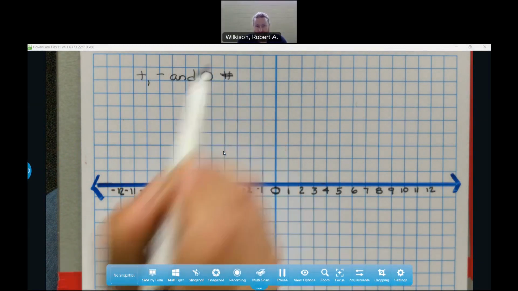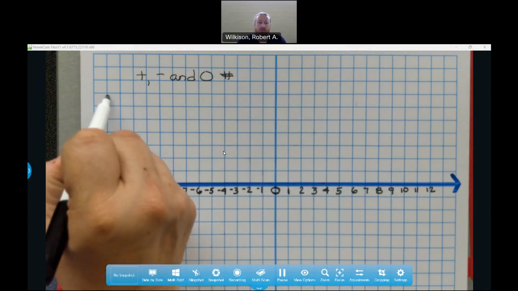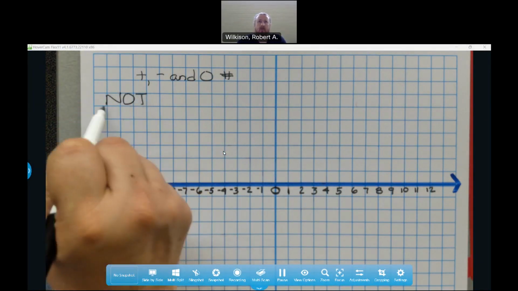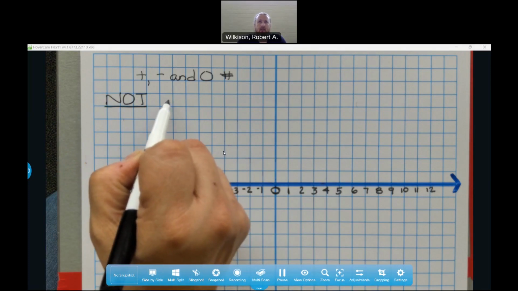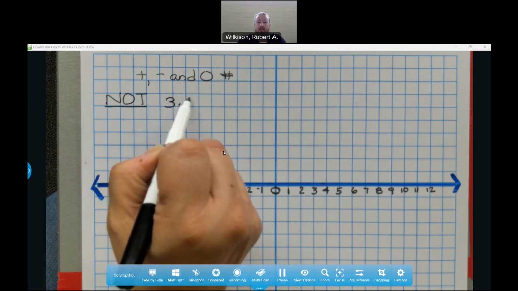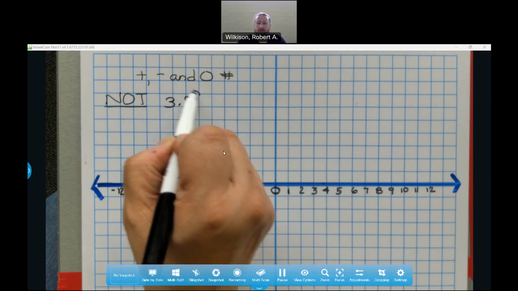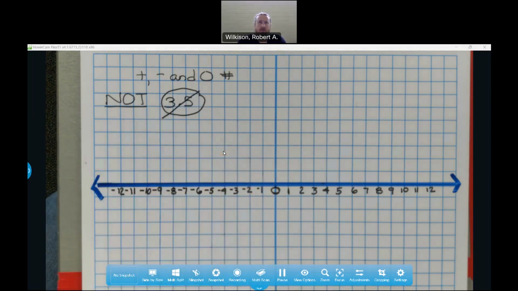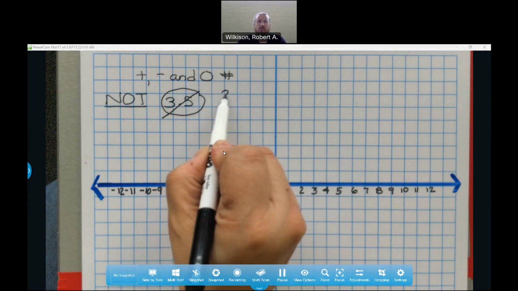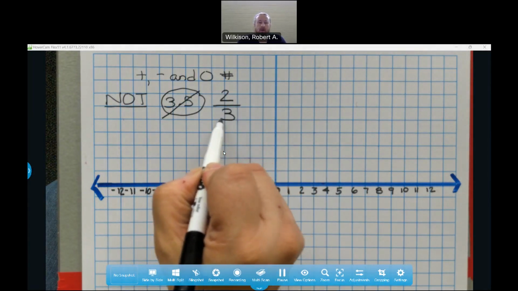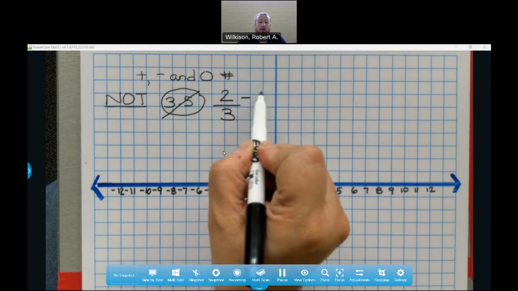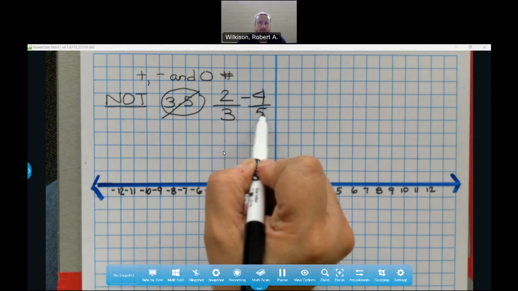What is not an integer? Decimals are not integers. So if you have a number like 3.5, that is not an integer because of that 0.5 part of the 3.5. Fractions are not integers. So 2/3 or -4/5 are not integers.